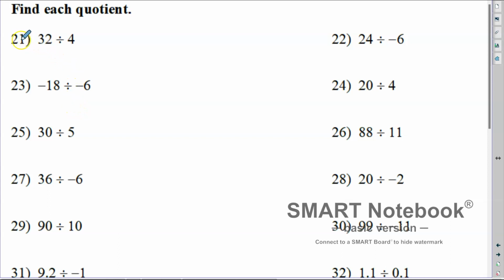Start off with good old 21. Again, in your notebooks, you can actually write problem 21, 32 divided by 4, which is 8, okay? Keep in mind, some of this stuff, at least early on, is very easy, which is great. Okay, you guys actually know a lot of math.